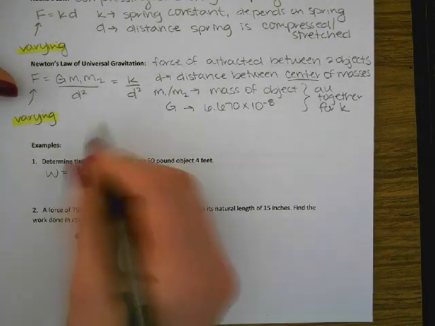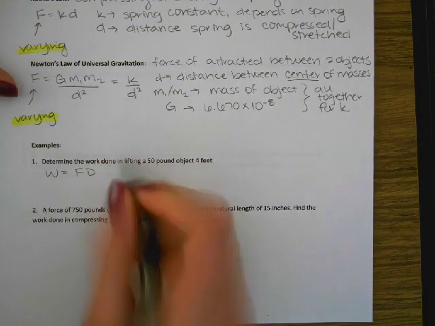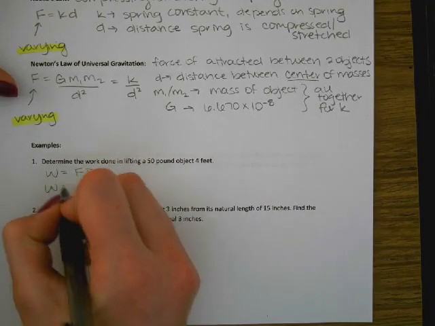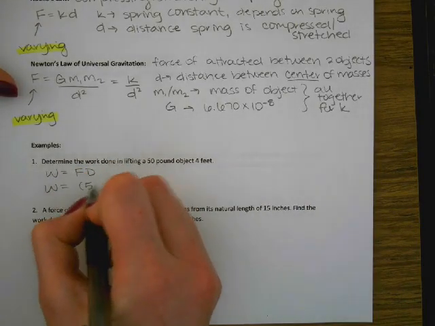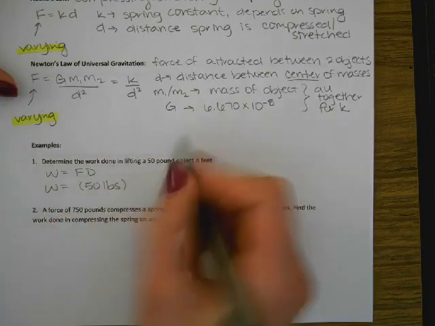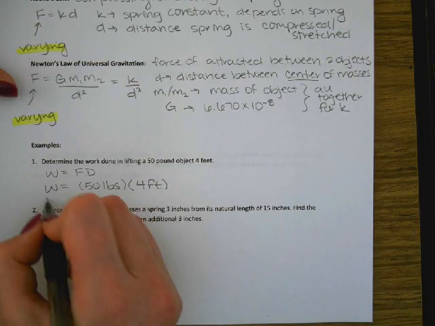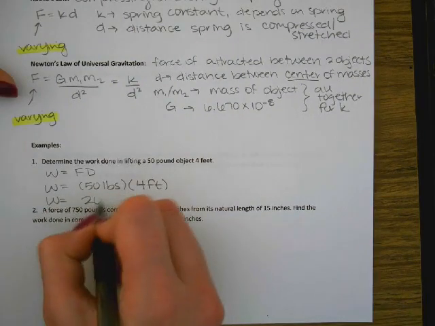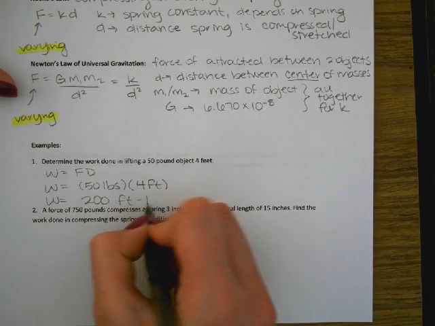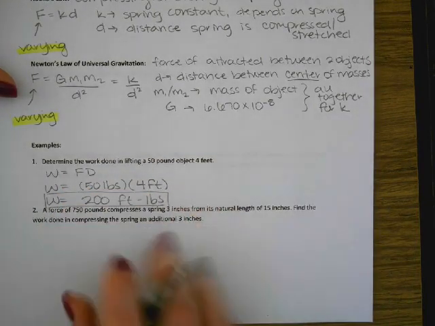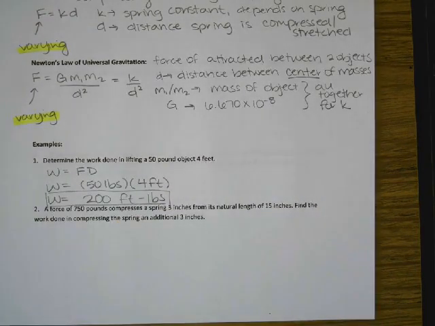So we're going to say that this is a constant, and so work is force multiplied by displacement. So the work is the force, which is 50 pounds, that's pulling down, multiplied by your displacement, which is 4 feet. And so the work is going to be 200 foot-pounds. There's our units there. So you'll notice that when you do work, you're going to have units like that always.